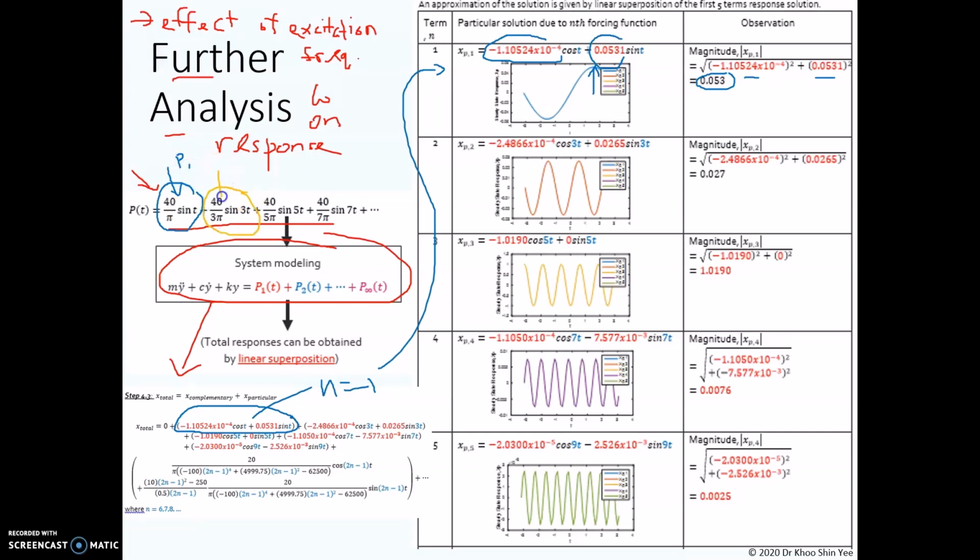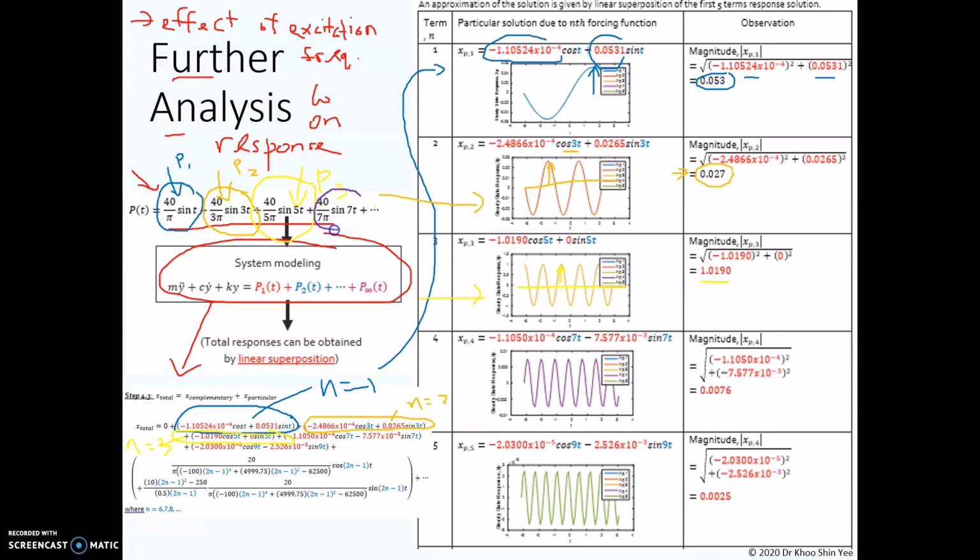When you excite the system with the P2 force here, then you obtain the corresponding response at n equal to 2. When you plot it, you obtain this, where you have more oscillation because the omega is 3. And then you can obtain the amplitude, which is from 0 to the peak, to be this answer. So this is the response due to the force P2. By repeating the same procedure, if you excite the force P3 here to the system, then the corresponding response will be this, which is the response when n is equal to 3. So if you plot it, you obtain this curve. You can find the amplitude here to be 1.0190. So this is the response due to the P3.